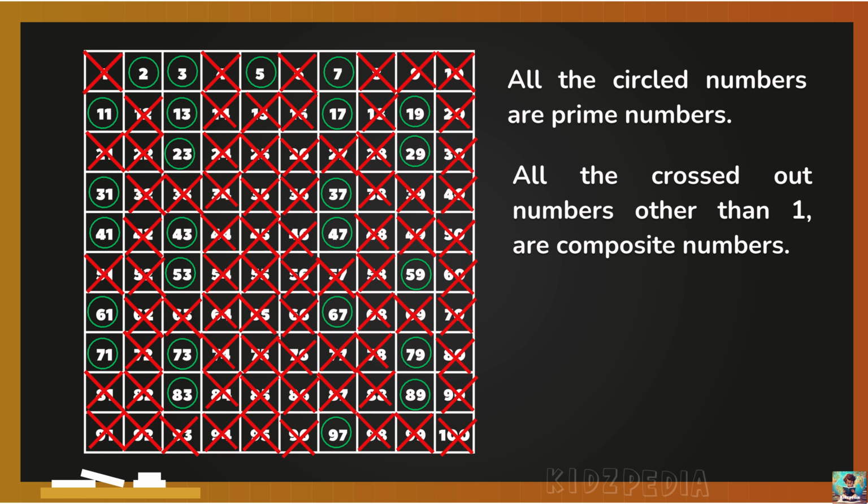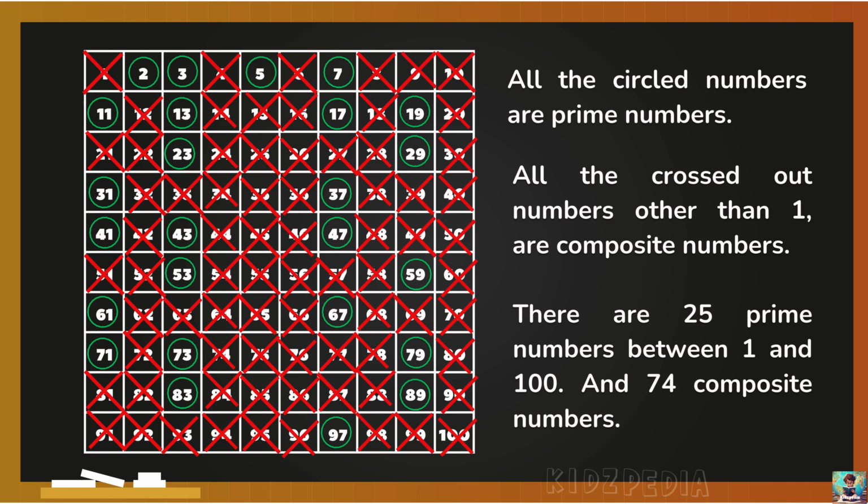So, from 1 to 100, there are 25 prime numbers. There are 74 composite numbers. We excluded one since it is neither prime nor composite.